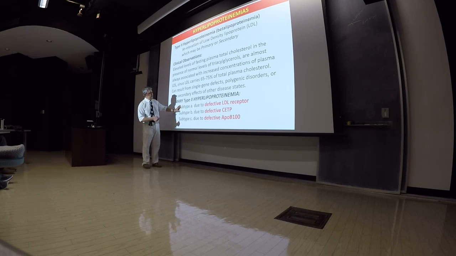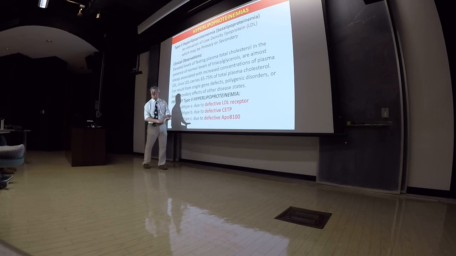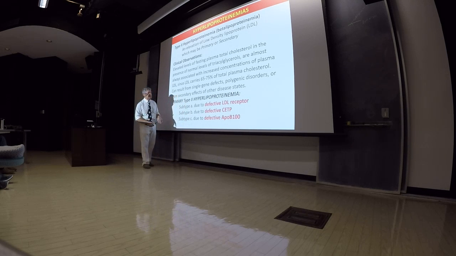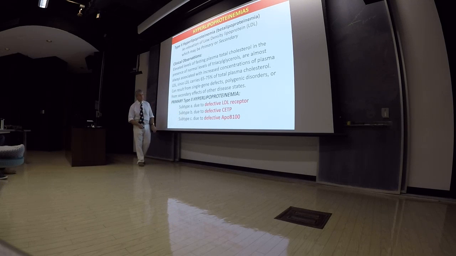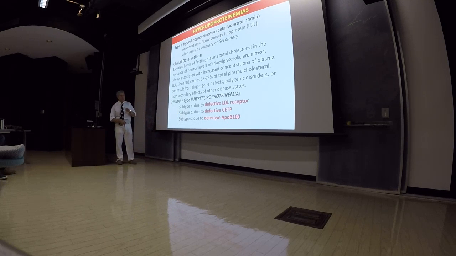One class, type A, is a result of defective LDL receptor, and there are many parts to this. Remember, I mentioned there are several contributions. B is due to a defective cholesterol ester transfer protein. And finally, you can imagine that there would be something wrong with the ApoB100 sequence so that it doesn't bind to the LDL receptor. All of which would contribute to an excess LDL accumulation in the blood.